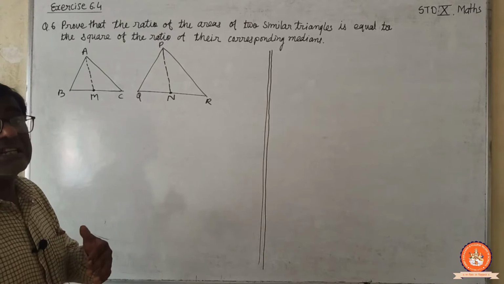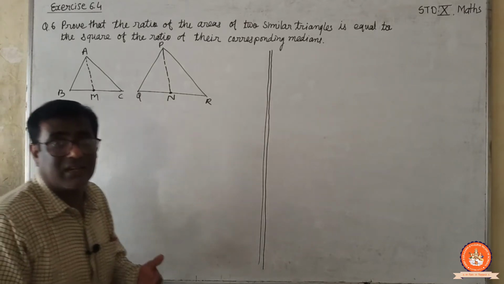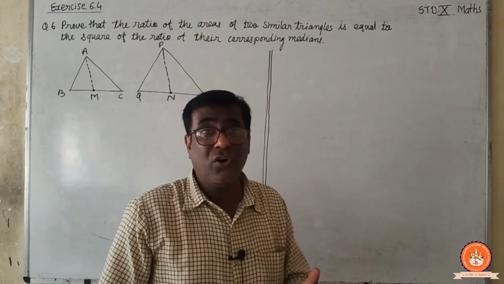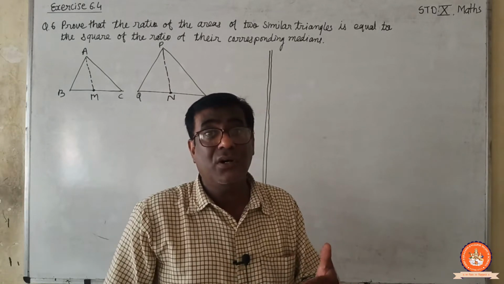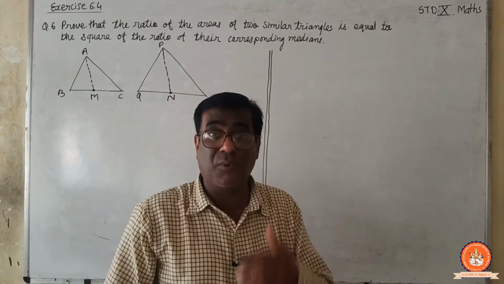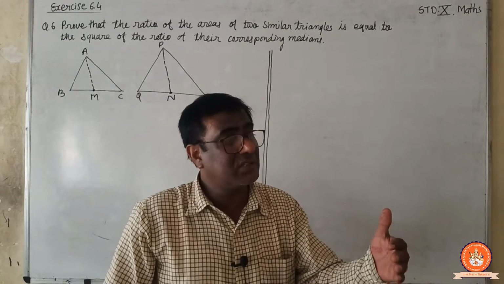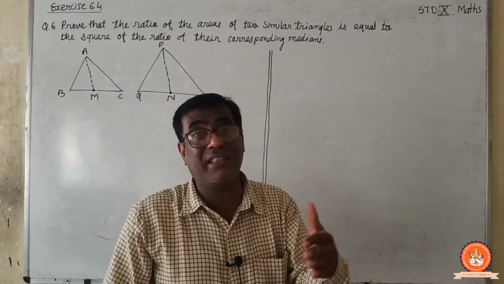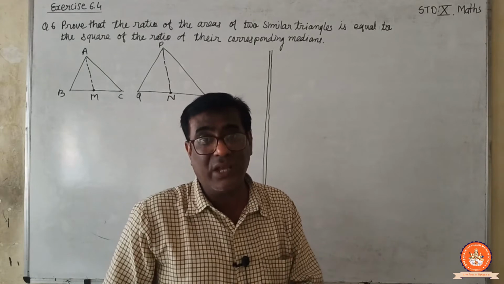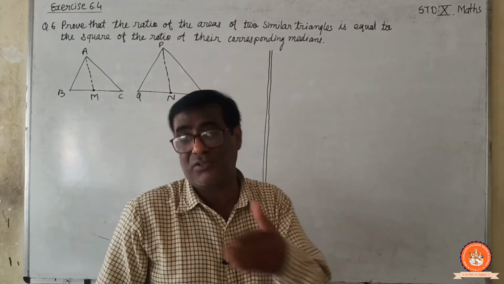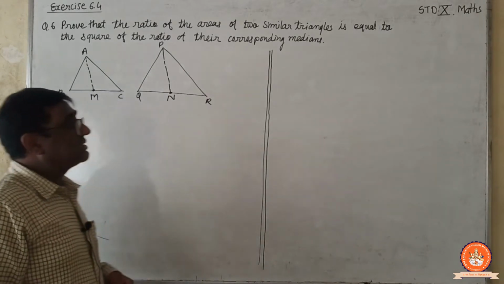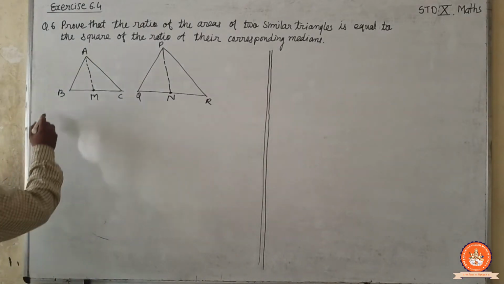So in 6.6 theorem we have learned that ratio of the area of two similar triangle is equal to square of the ratio of their corresponding sides. Now here sides is replaced by their corresponding medians. Okay, side की जगह side के square की जगह पे median का square का ratio आ जाएगा. Okay, so what is given here?